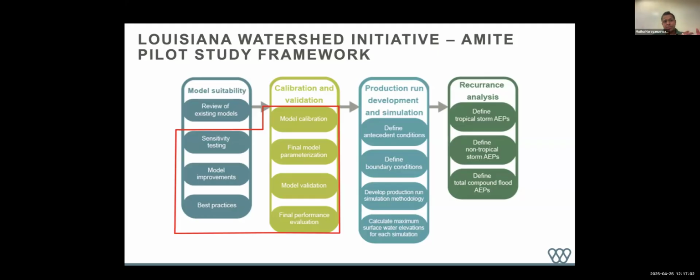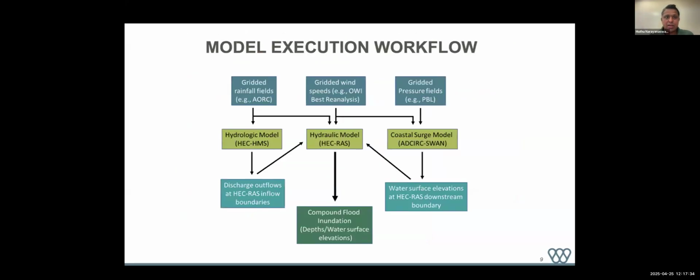So with the probabilistic framework set up, this is sort of the workflow we came up with. We looked at model suitability. We chose HEC-RAS 2D at that time for its ability to incorporate precipitation, flow, and downstream surge. And then we went through a rigorous calibration and validation process. We ran our production runs on the Pittsburgh Supercomputing Center, and then we used the probabilistic framework to define flood hazards for current conditions. So this is sort of the workflow we used.